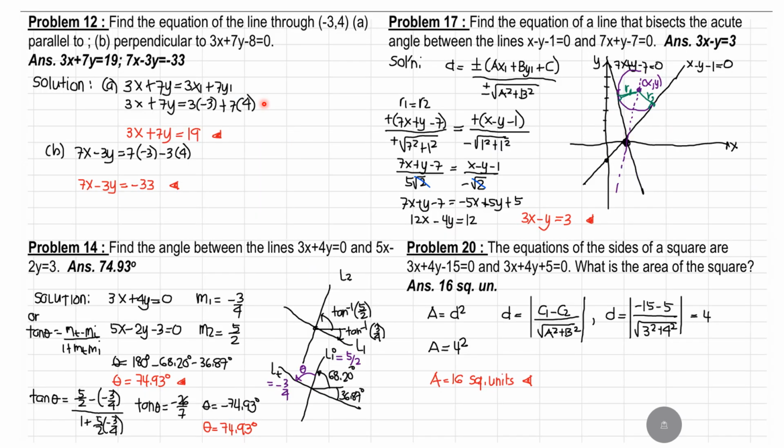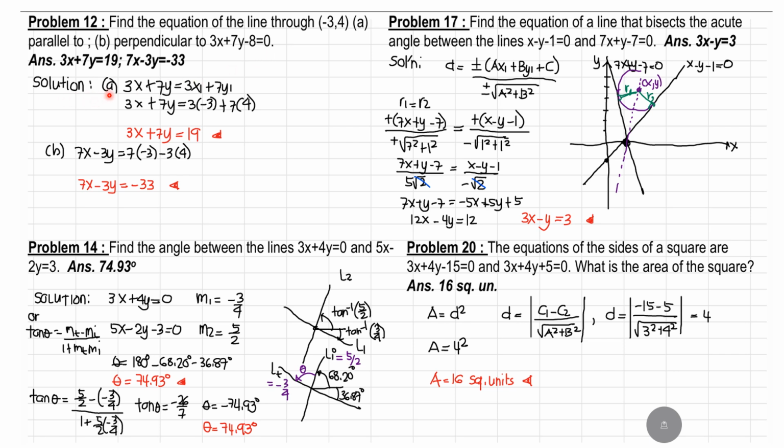Problem 12. Find the equation of the line through (negative 3, 4). Letter A, parallel to, letter B, perpendicular to 3x plus 7y minus 8 equals 0. So we apply a shortcut way here.